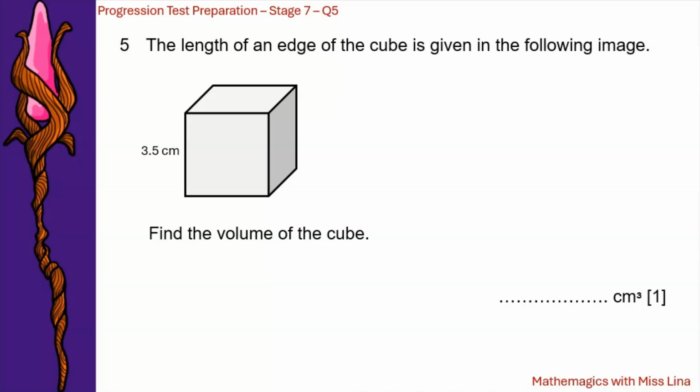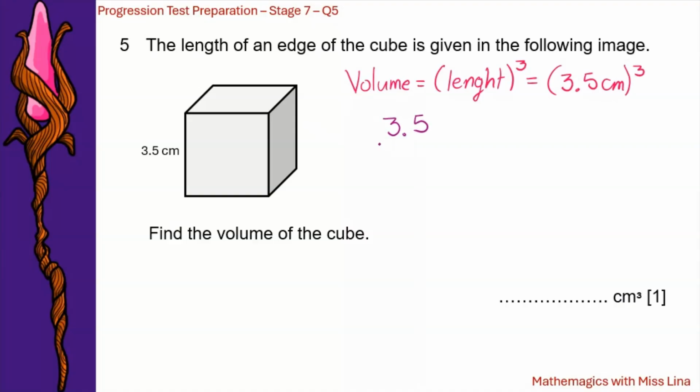The length of an edge of the cube is given in the following image, and we are given that the edge is 3.5 centimeters. Find the volume of the cube. So, since this is a cube, the volume is just the length to the power of 3. So, in this case, all we need to do is to multiply 3.5 by itself 3 times. So, let's start here. 3.5 times 3.5. Remember, we do it normally, we just worry about the decimal point at the end.